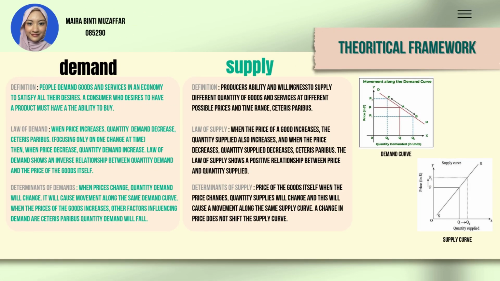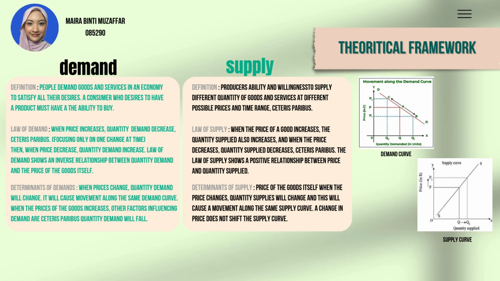For my theoretical framework, I will explain two main concepts from the topic of supply and demand. Firstly, demand. Definition: demand is the willingness and ability of consumers to buy goods and services. Law of demand: when price increases, quantity demanded decreases, and when price decreases, quantity demanded increases. This shows an inverse relationship.